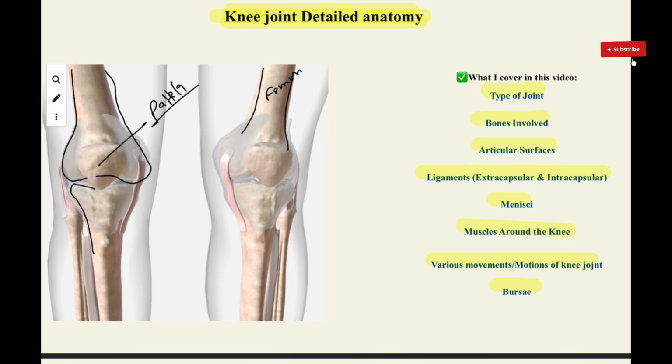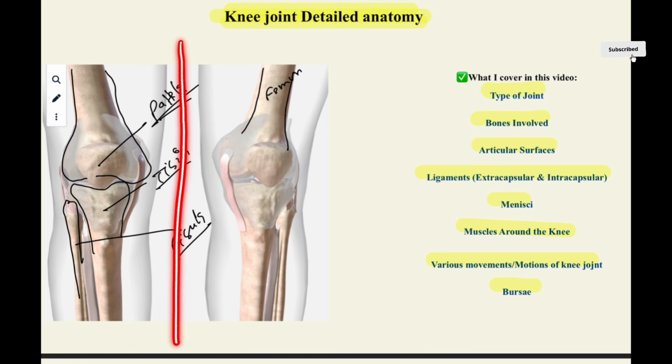Okay, this is your tibia, and this is your fibula. So these are the 4 important bones in this region. If you look at the image, here we have both the knees. So this is the midline of the body.